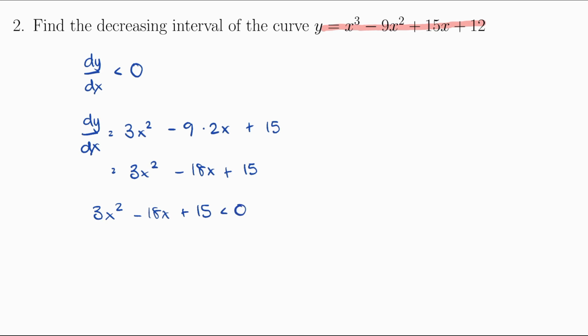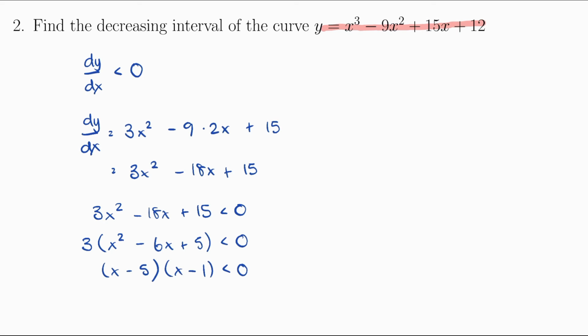We can solve this inequality by factorizing out the 3 first. So we have 3 times, in brackets, x squared minus 6x plus 5 is less than 0. Therefore, x squared minus 6x plus 5 is less than 0. The expression inside the bracket we can also factorize to give x minus 5, brackets, x minus 1 is less than 0. When we solve quadratic inequalities, there are many different methods that we can use.